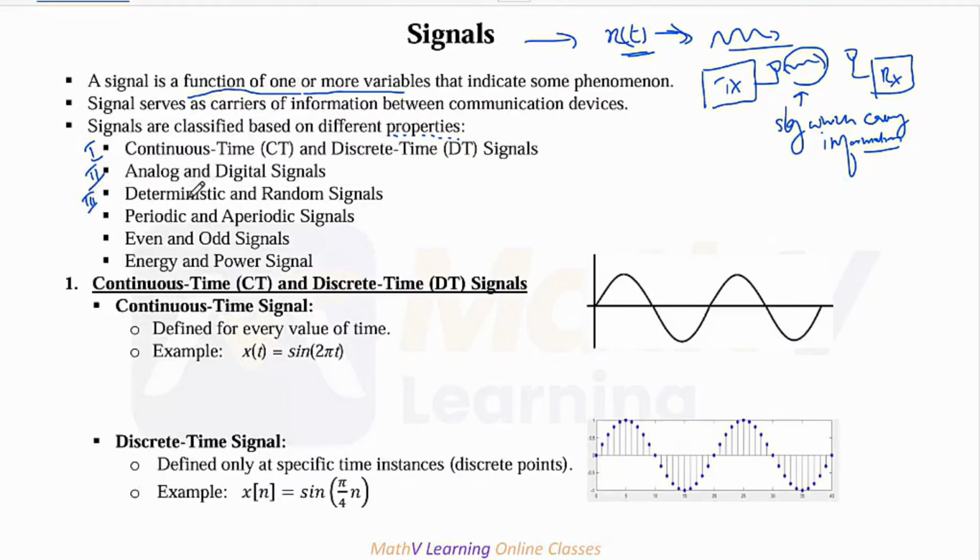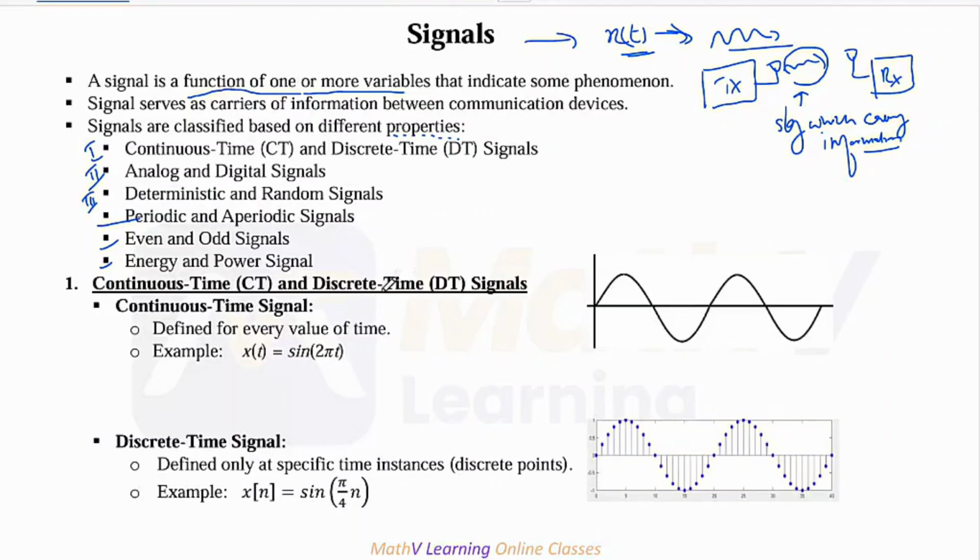deterministic and random signals. We have periodic signals and aperiodic signals. We have even and odd signals, and also we have energy and power signals. So we will see each of this. So first classification is based on the properties continuous time and discrete time signal.